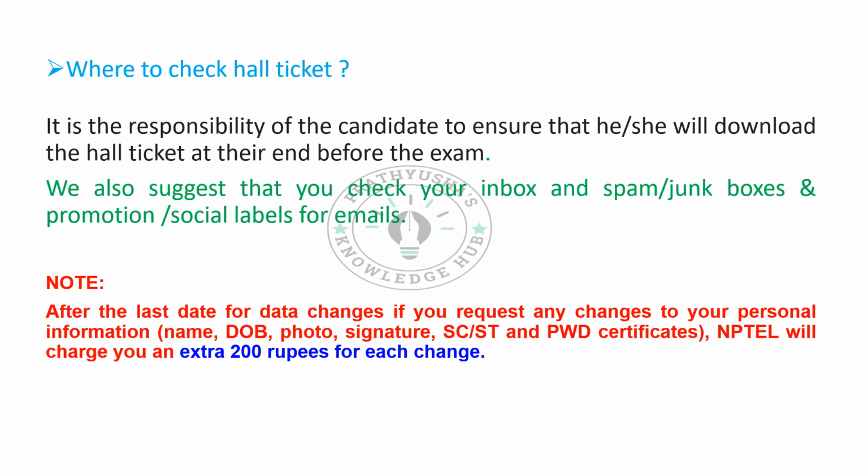So as you can see, if you want to change any details regarding your date of birth, your name, your photo, signature, SC/ST or PW certificates, any of the details, nowadays NPTEL is charging 200 rupees for each change. So the better option is, if you have any changes, make sure that you change them before the deadline. You can also get your hall ticket details from your college SPOC. They too will be maintaining the database regarding the hall tickets.